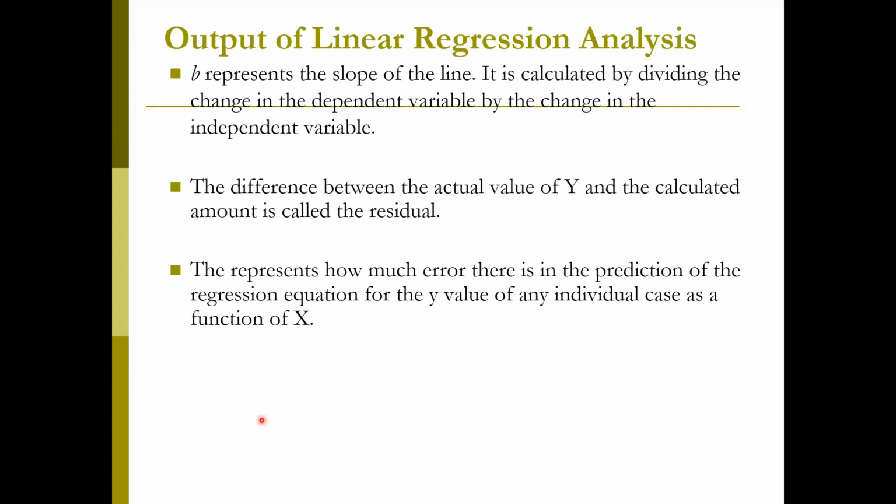So, how is the B calculated? It is calculated by dividing the change in the dependent variable by the change in the independent variable. The difference between the actual value of the y, that's the dependent variable, and the calculated amount is called the residual variable.